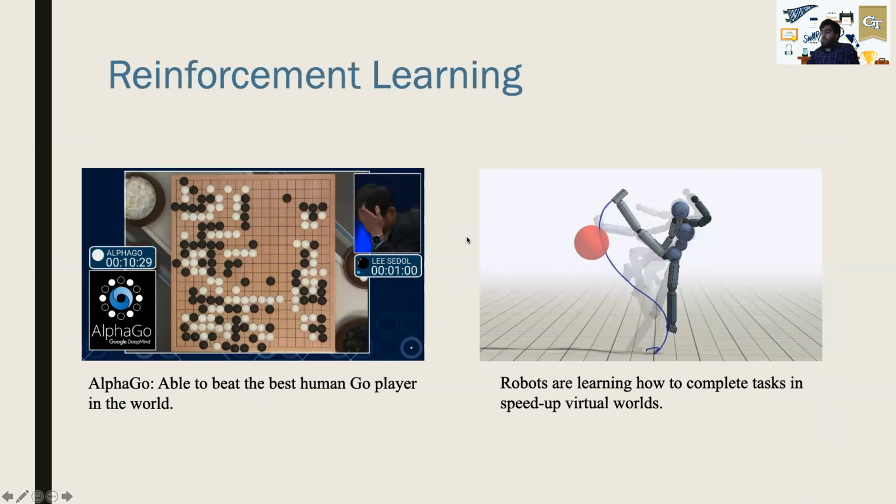Reinforcement learning in recent years has received a lot of wonderful results in a lot of scenarios. For example, in the game of AlphaGo, reinforcement learning algorithms can beat the best human in this game, and also in virtual situations, reinforcement learning algorithms can learn robots that behave very well and very close to what humans actually do in the real world.